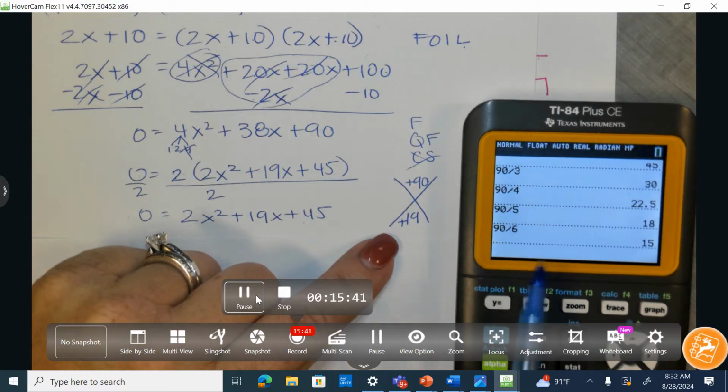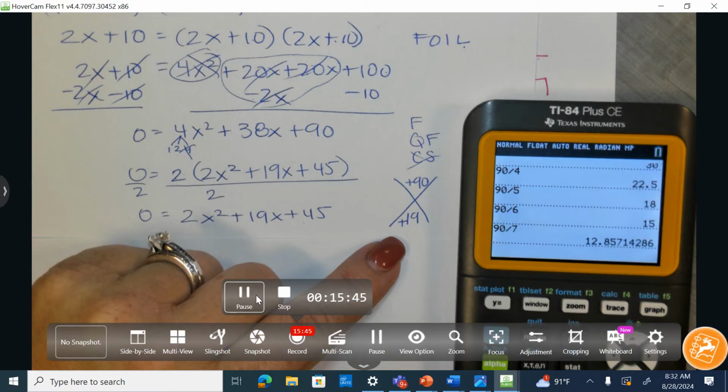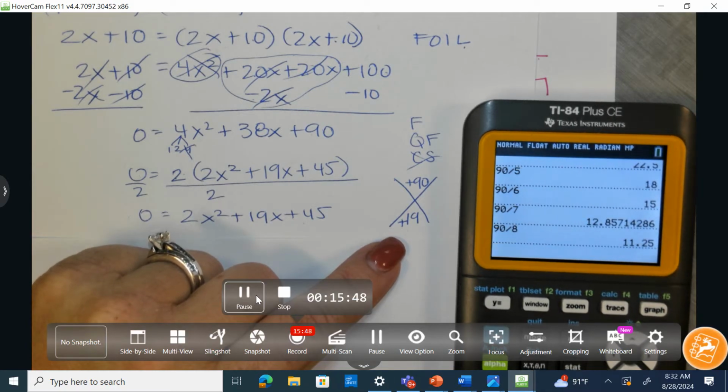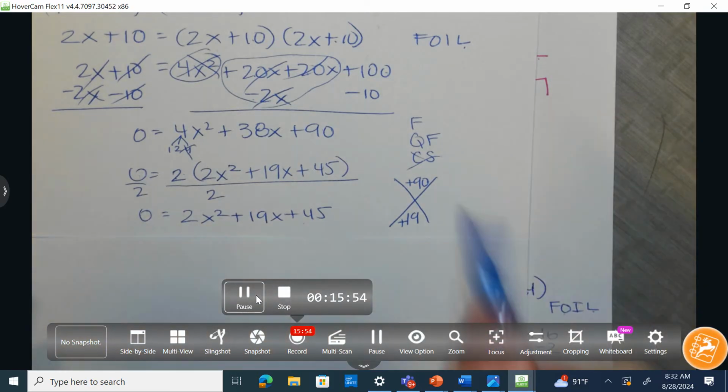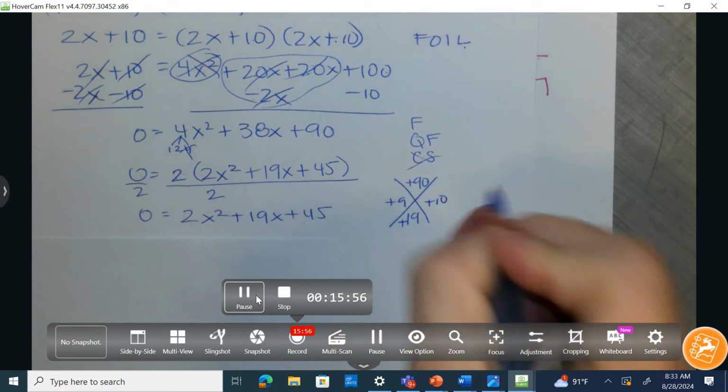Let's divide it by 6. Okay, I'm getting closer. I'm at 21. Divided by 7, it does not work. Divided by 8, it does not work. Divided by 9, okay, here we go. 9 and 10 give us 19. So, positive 9, positive 10.